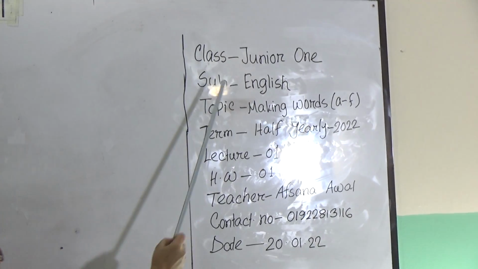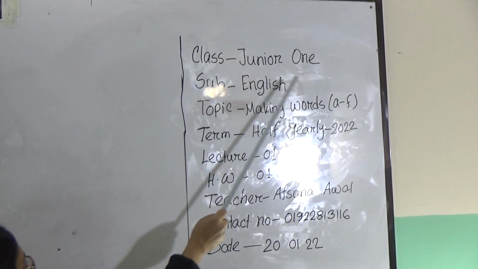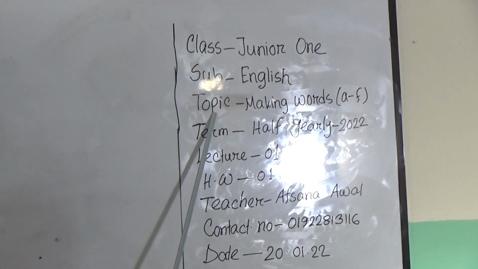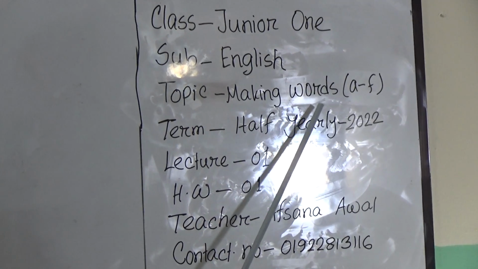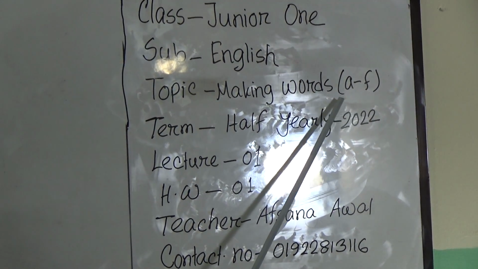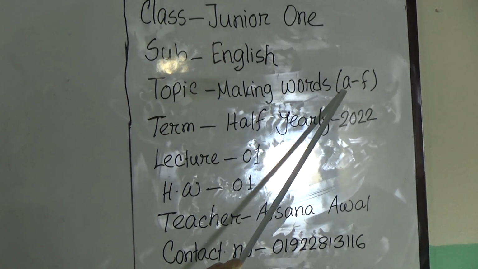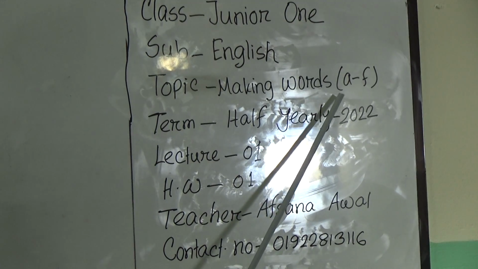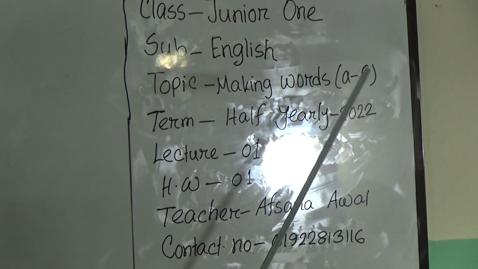I'm taking the class of Junior 1. The subject is English, and our today's topic is making words with the letters A to F. That means A, B, C, D, E, F. So this is our today's topic, making words with the letters A to F.